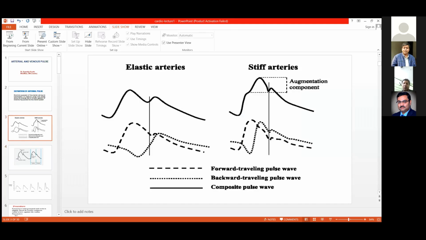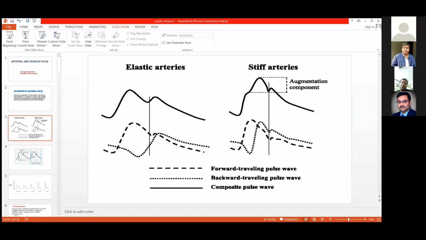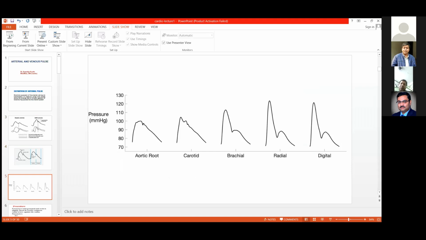So I am coming back to this structure again. So this is the forward waves, and this one is the backward traveling waves. So when it is central arteries, the two waves are out of phase. That's why they are giving rise to this type of picture, like percussion wave followed by tidal waves and followed by dichrotic waves. And when these two waves come closer, that means in distal arteries, then they will increase the amplitude of the pulse, and it is mainly from the distal arteries.